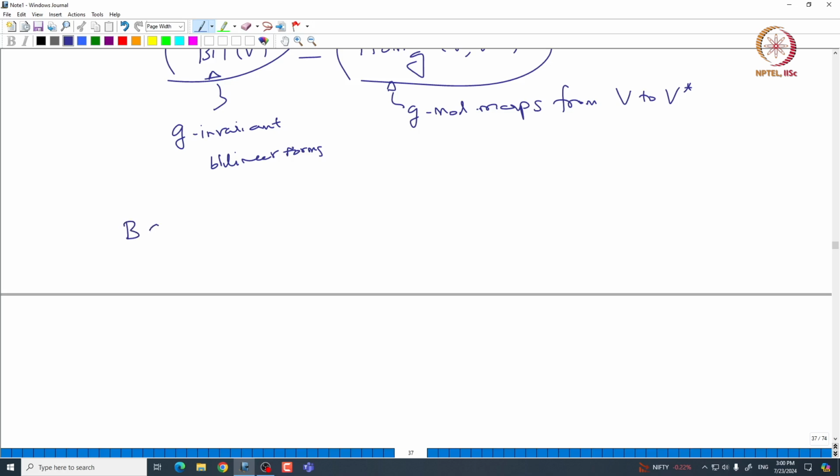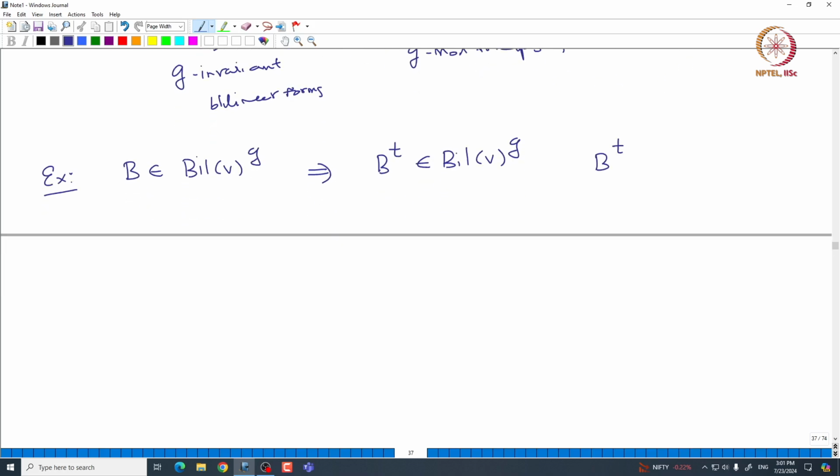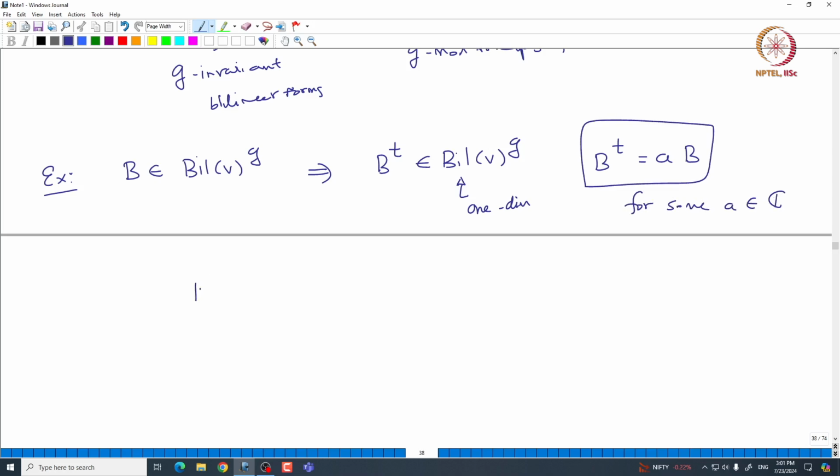Let us start with B, which is inside this space of G invariant forms. Then it is not hard to prove B transpose is also inside this space of G invariant forms. This is a simple exercise, I will leave it. Now this forces B transpose to be a multiple of B, because the space is one dimensional. So B transpose equals A B for some A in C. Now just take the transpose again, then you get B is A times B transpose, which is A times A B, so this gives you A square B.